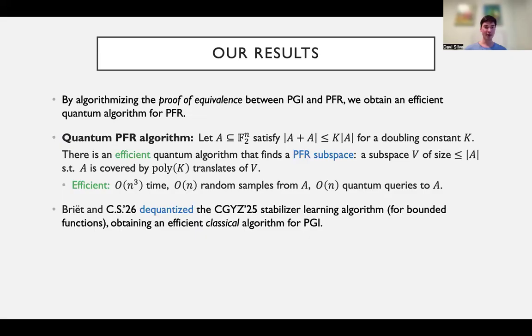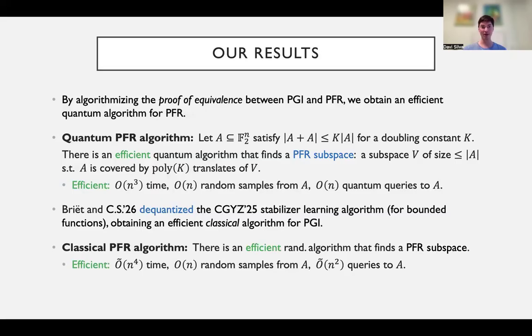However, Jobriat and I also managed to dequantize the CGYZ stabilizer learning algorithm for bounded functions, meaning that we found a similarly efficient classical randomized algorithm that simulates the behavior of this quantum algorithm whenever the state we are given has amplitudes that are bounded in absolute value, essentially. And doing so, we can then obtain an efficient classical algorithm for PGI, for polynomial Gauss inverse. And then with our algorithmic proof of equivalence between PGI and PFR, we obtain also a classical version of the PFR algorithm.